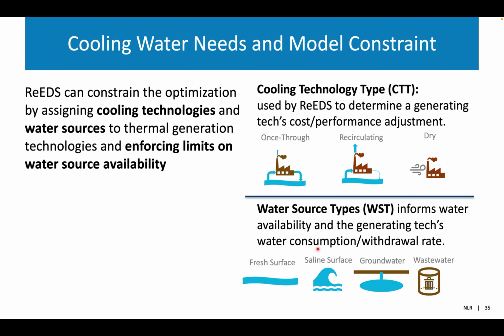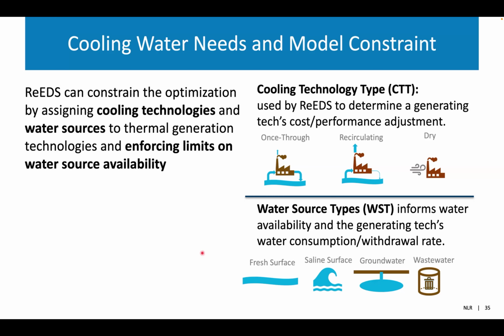Shifting gears back over to some technology features, ReEDS is capable of accounting for and constraining model results by cooling water availability, as well as the needs of cooling water-dependent technologies. This allows ReEDS to have a more accurate representation of the thermal fleet operational characteristics, as well as better consider real-world external factors to electricity generation, things like future water availability. So it'll do so by first assigning each cooling water-dependent generating tech a cooling technology, like the ones you can see up here, as well as a water source to draw cooling water from. Some examples are seen below here.